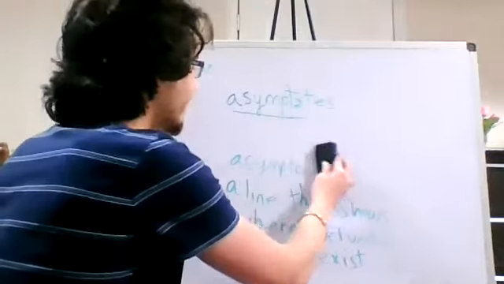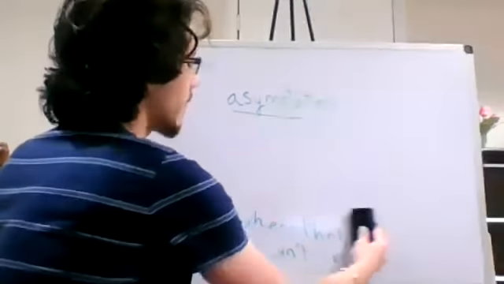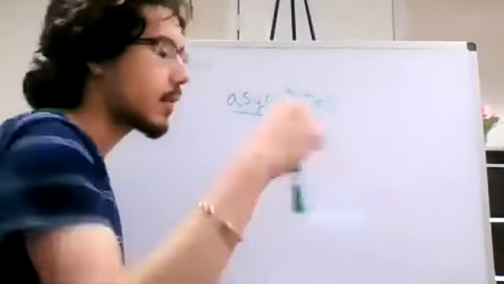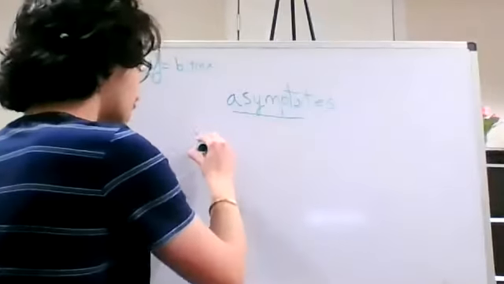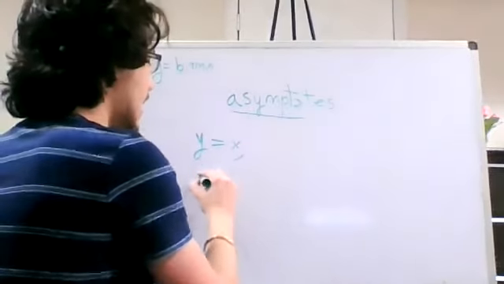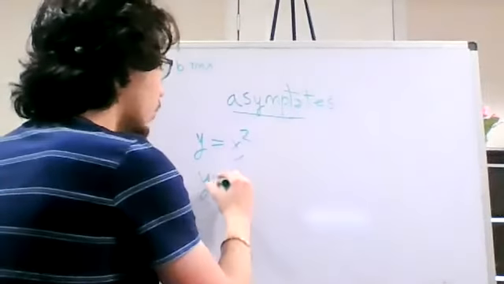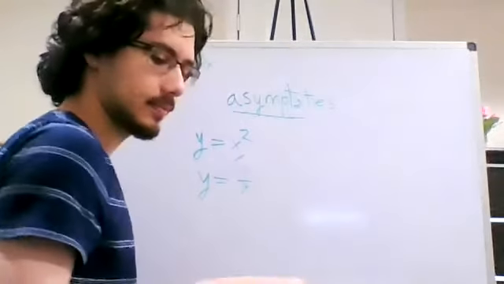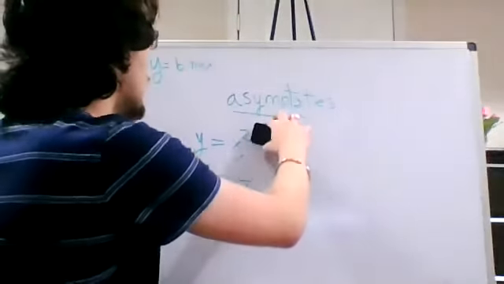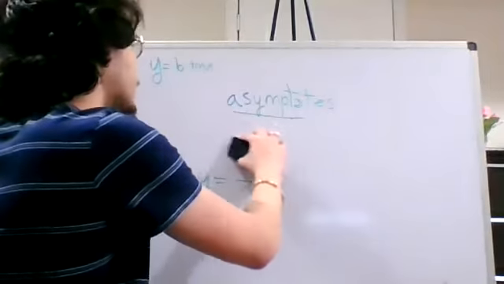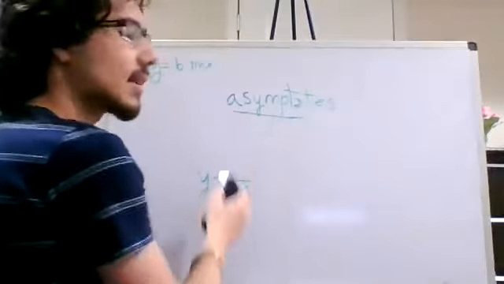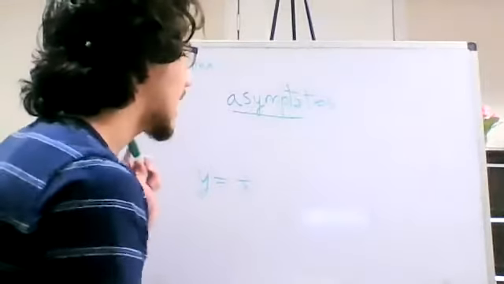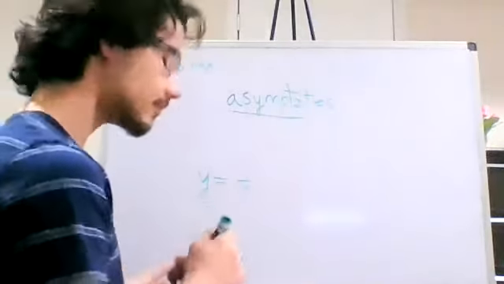So for example, we can review the functions that we just went over. Both of the functions that we went over today, y equals x and y equals x squared and y equals 1 over x, both have asymptotes. Not so much x squared, however. That's a little bit different. But y equals 1 over x has 2 asymptotes.